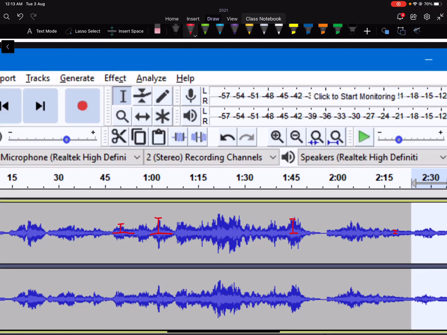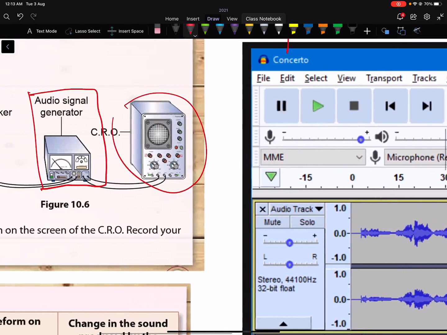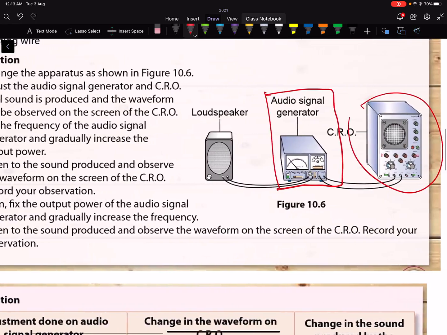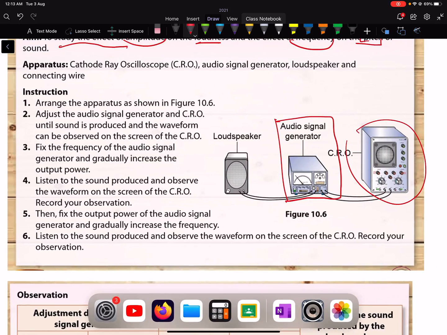So, in our case, we say amplitude will affect the loudness. Let's call this A and B. So B will be louder, A will be softer.